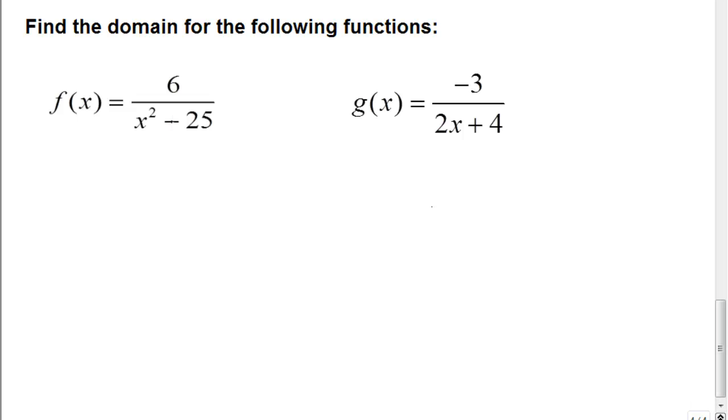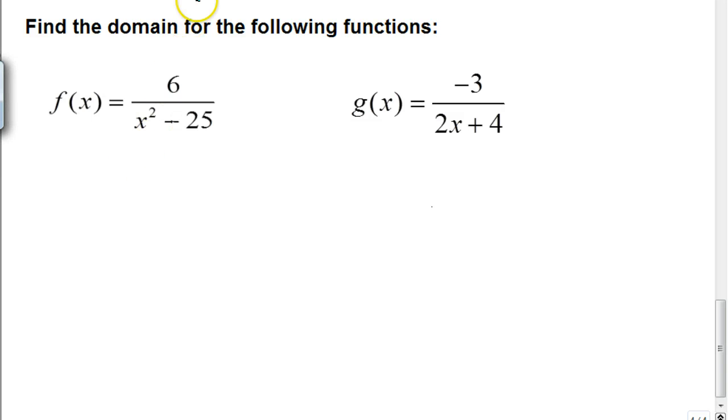Actually, on that first one on your left, I just realized there was a typo. It should have been in the denominator x squared minus 25. So I've already made that change, and you want to make sure you make that change yourself. But we have 6 divided by x squared minus 25. Again, you cannot have 0 in the denominator. So I want to figure out what values for x we couldn't have in the denominator that would end up giving us 0 down there, because again, you can't divide by 0.